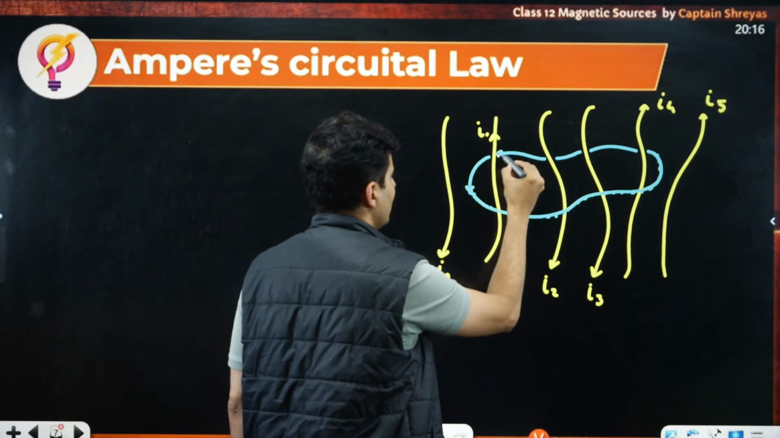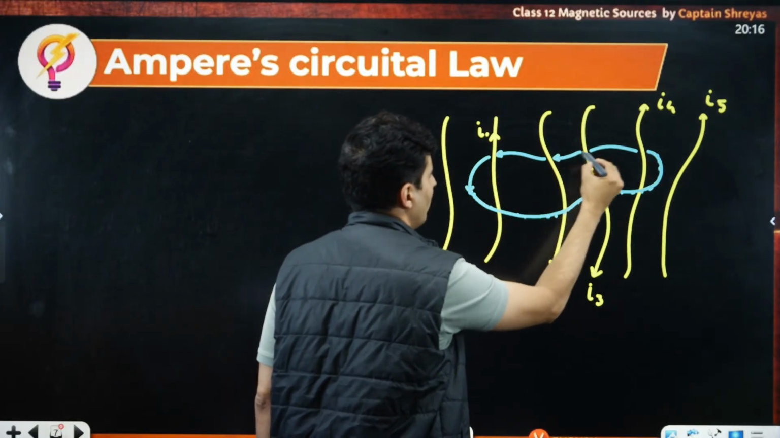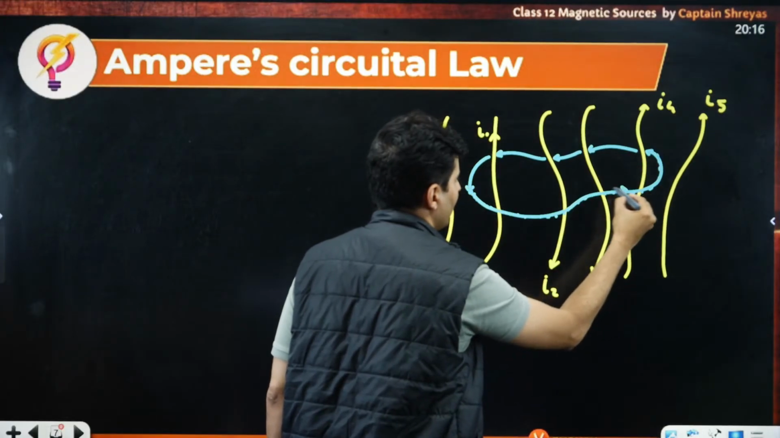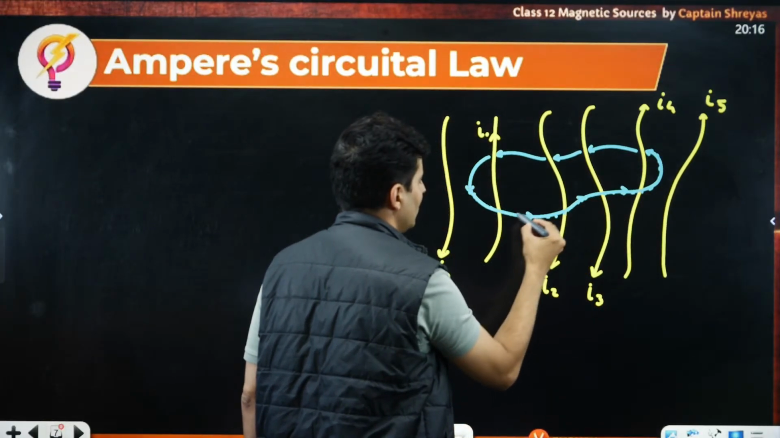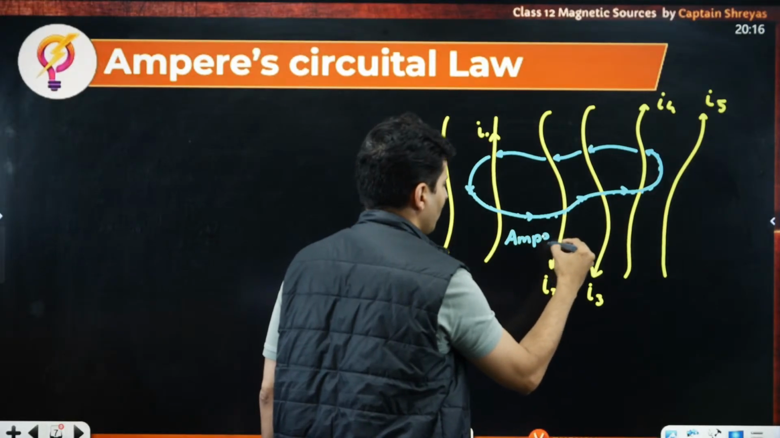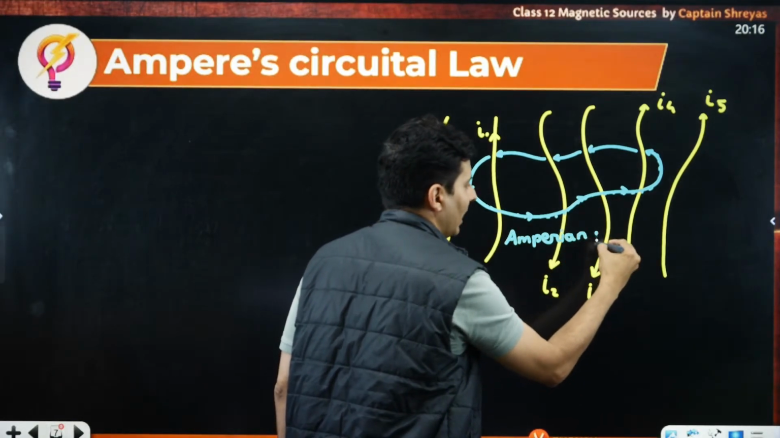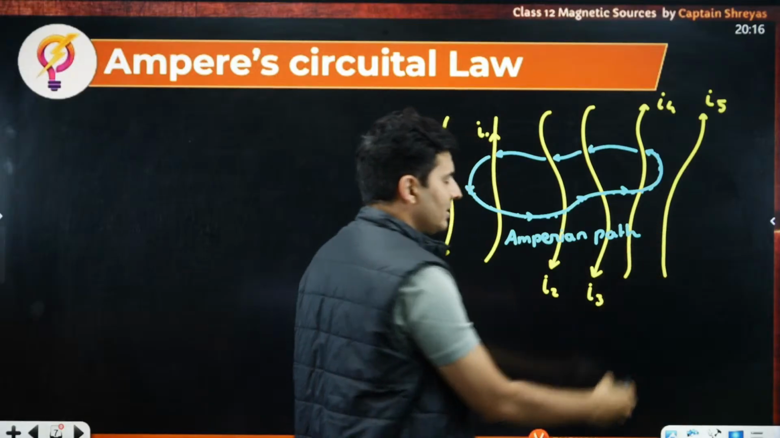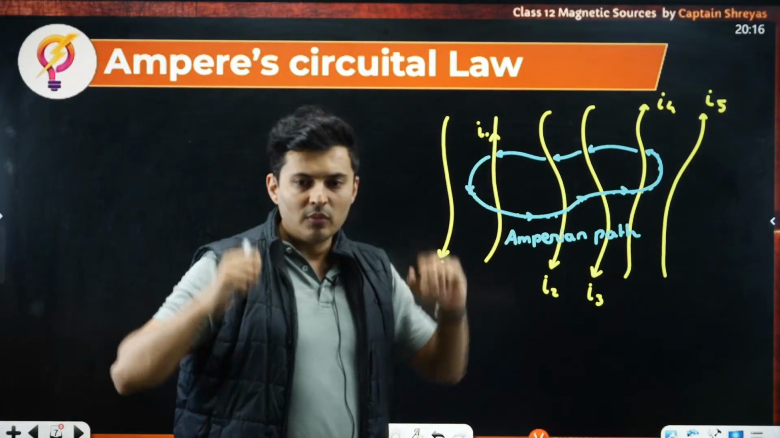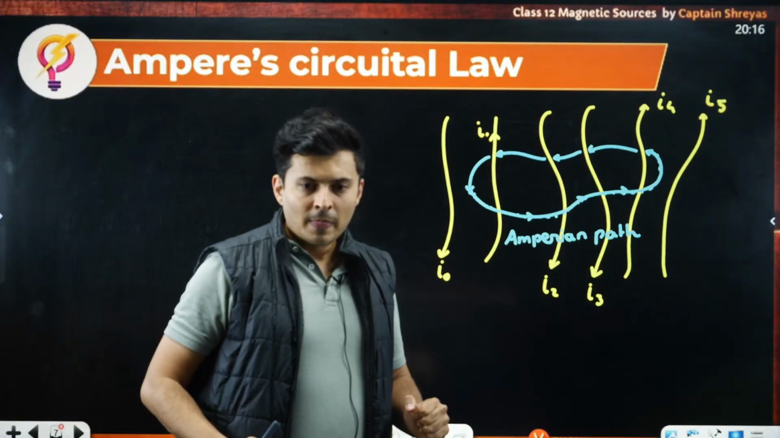As you can see, I have come back to my original location. So this is nothing but my Amperian path. Everybody with me on this? This is called an Amperian path. Everybody able to visualize?